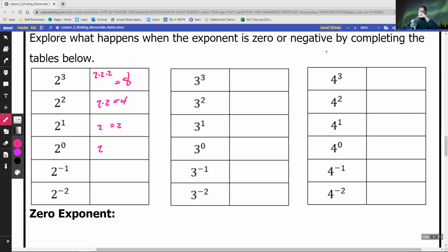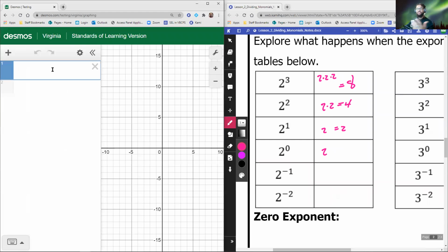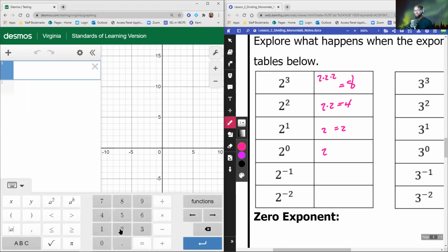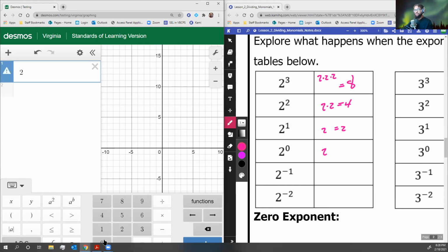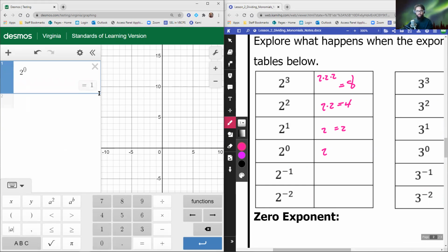You all may not believe me when I do this, so I plug it into Desmos for you so you can see what's happening. If I plug in 2, and then hit the A to the B key, that lets you put in an exponent. 2 to the 0. Oh, snap, y'all. We got a 1. 2 to the 0 isn't equal to 2, like most students will want to think, and it's not equal to 0 either. It's equal to 1. Okay? Anything to the power of 0 is equal to 1.